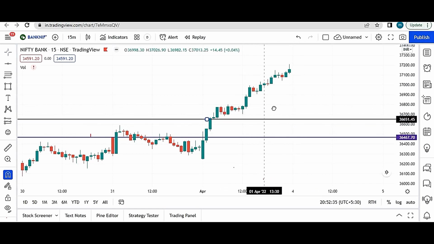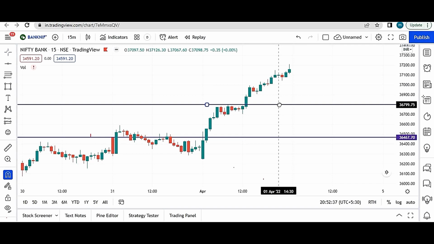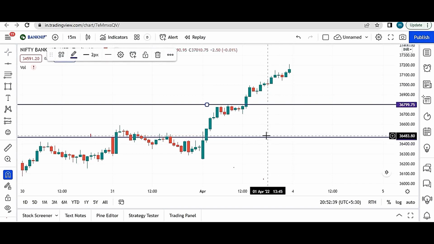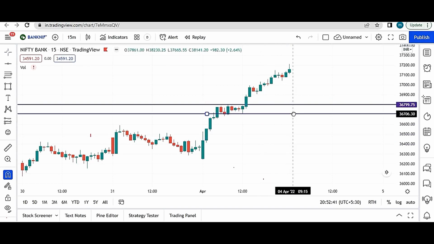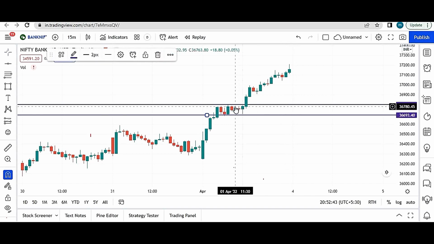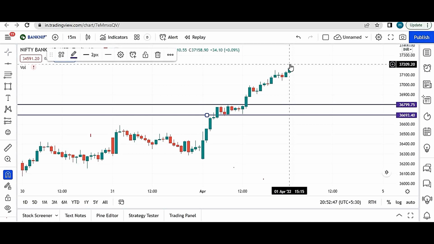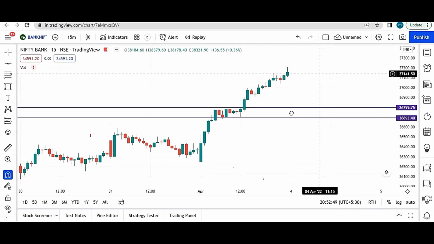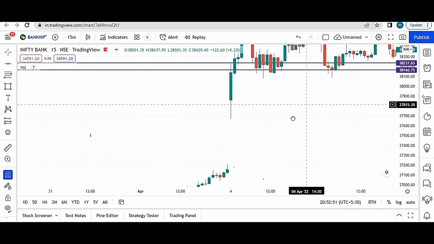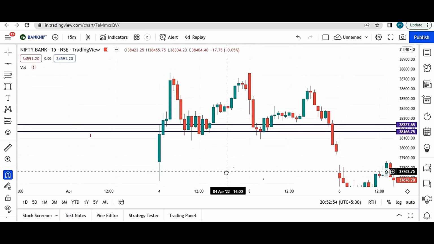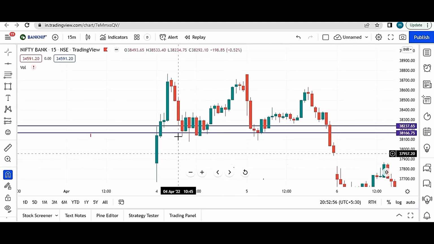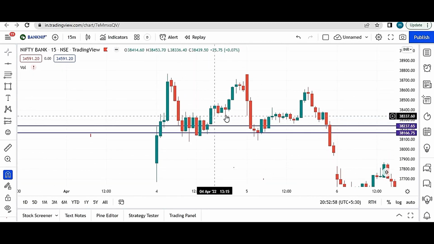Here it gave an opportunity to take an entry as per our rule. This is an inside bar and this is the entry, 812 to 209, almost 400 points move, very big move.